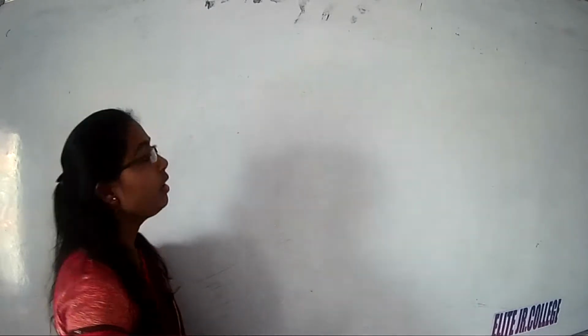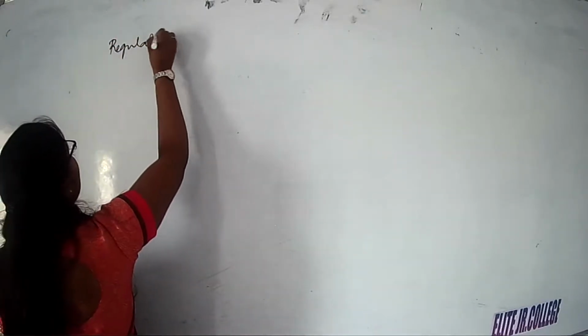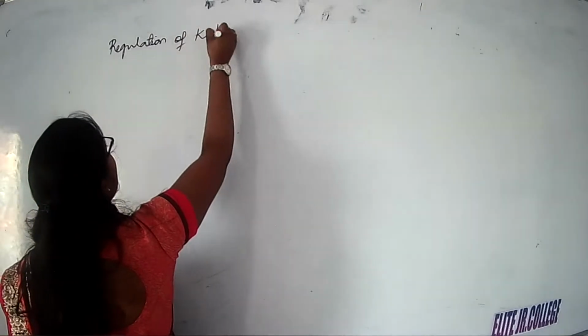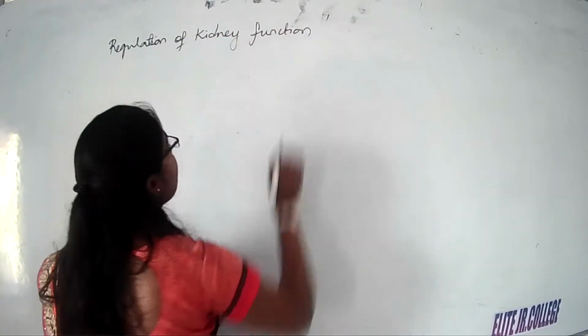Today we are into another zoology NEET class where we are going to learn a few concepts related to the human excretory system, the chapter on excretory products and their elimination. Today we are going to learn the regulation of kidney function.